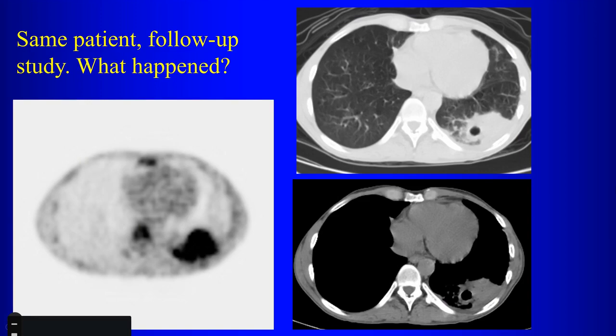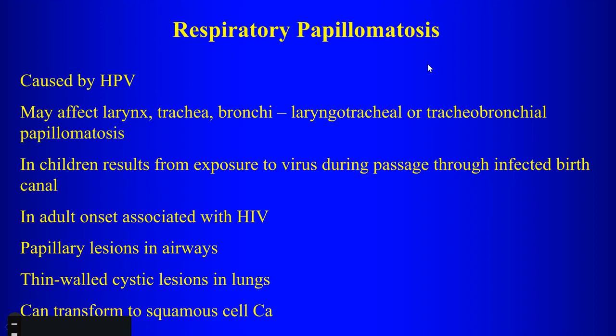In the same patient, the follow-up study shows this. What follow-up study am I showing you? Yeah, it's a PET scan. What does it show? Transformed to squamous cell cancer, right? So that's the complication of this, transformation to squamous cell cancer. So this is respiratory papillomatosis. It's caused by HPV infection. We see it in patients with AIDS. So the virus goes along the airways, causes the papillomas, gets into the lungs, and causes those cystic lesions in the lungs, and the complication is transformation to squamous cell cancer.